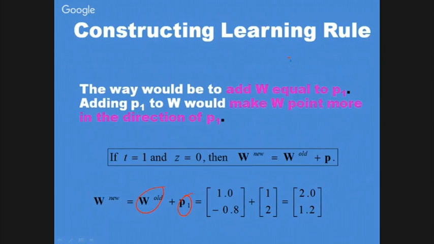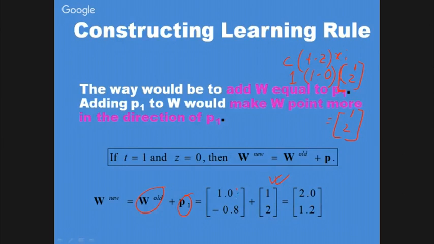That means we are getting C into (T minus Z) into Xi, where C equals 1, target equals 1, our output equals 0, and our Xi is [1, 2] in matrix form. So basically you are getting P as only [1, 2]. That's why we have taken directly P1, that is [1, 2]. And when you add, definitely you have to add row wise.